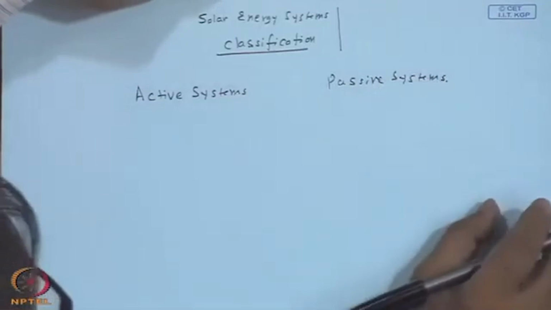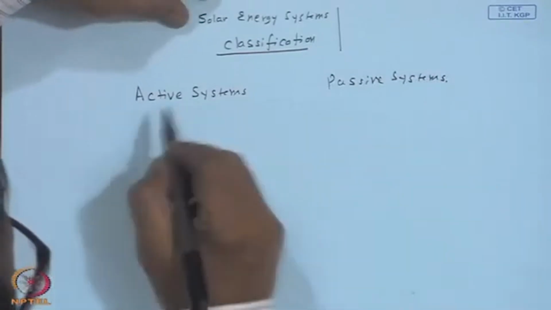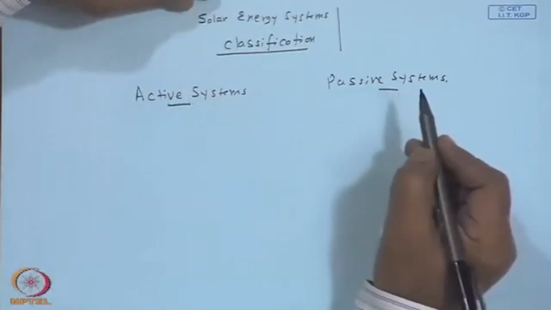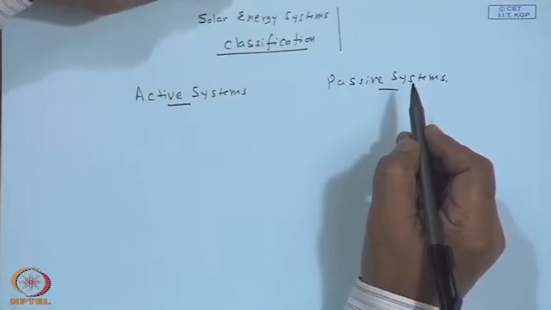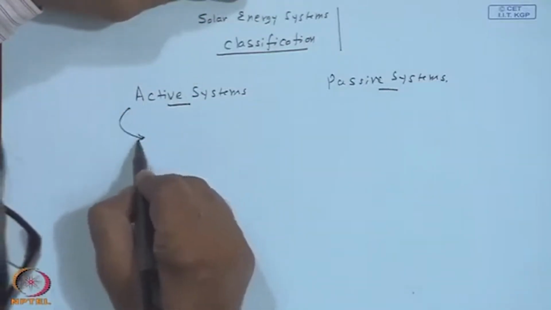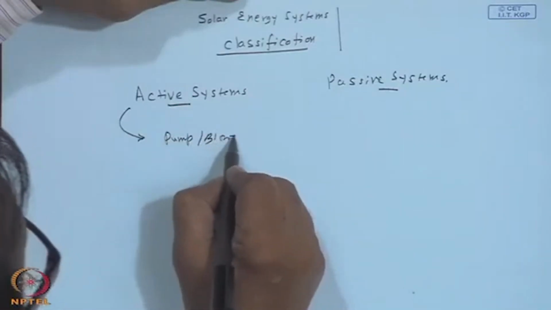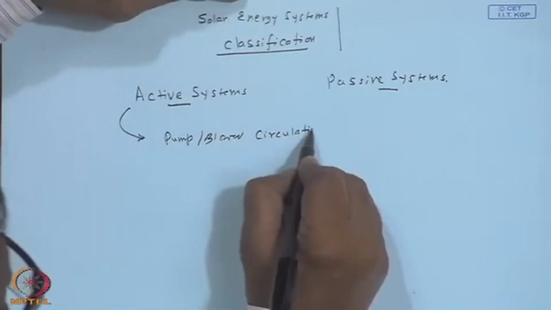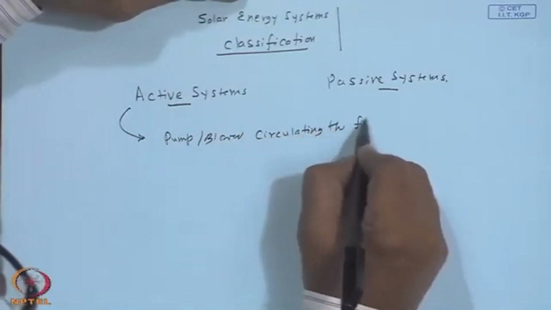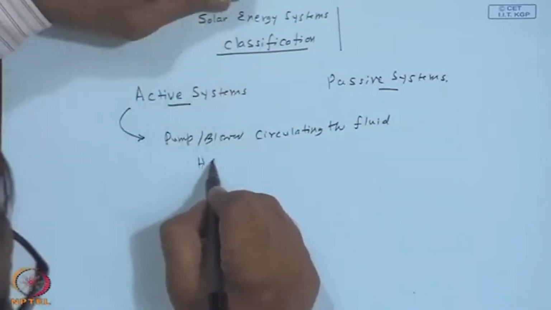It is not exactly like you can classify a blood group 1 or blood group 2, there could be overlap, and it is a general understanding that there is no hard and fast demarcation between these two types. Generally, in active systems, you have a pump or blower circulating the fluid, and there may be heat exchangers.